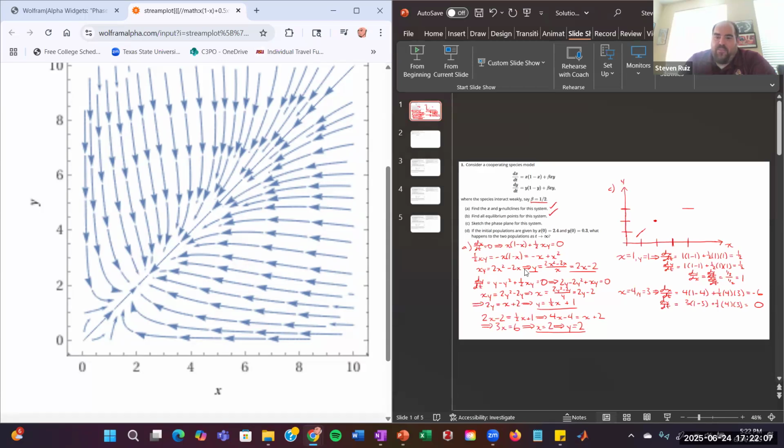Let me see. x times 1 minus x plus 1/2 xy equals 0. Move that over. 1/2 xy equals negative x times 1 minus x. So 1/2 xy equals negative x plus x squared. Then I double everything. xy equals 2x squared minus 2x. y equals 2x squared minus 2x over x, 2x minus 2. I'm not even looking at the right one.